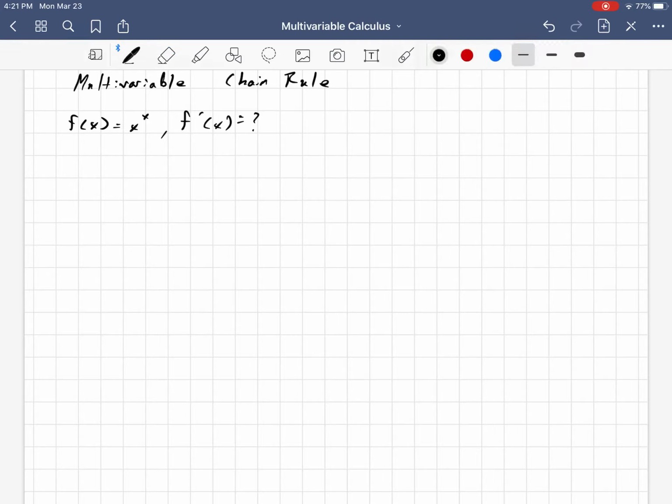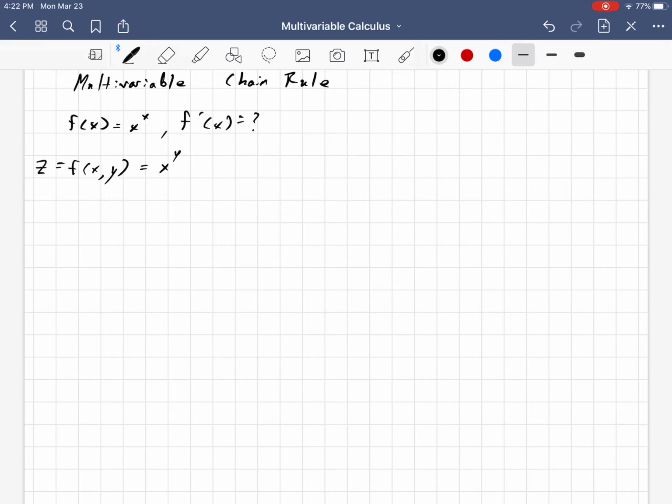But I think this way is even better. I think it's even less work. And mathematicians like to do the least amount of work as possible. So let's actually consider the multivariable function f of x comma y is equal to x to the y. Okay, so this is really equal to z.